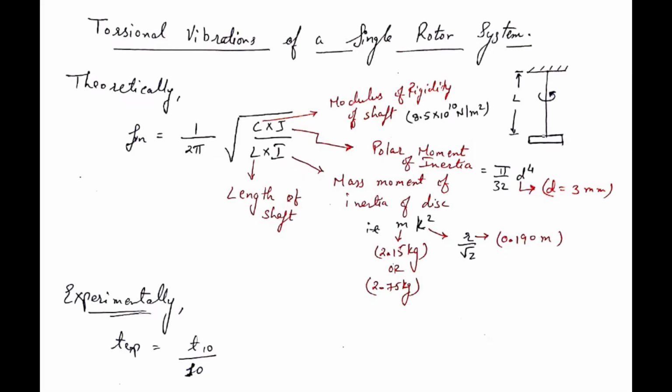The theory says that the equation of frequency is given by 1 by 2 pi root of CJ by LI. Here C is the modulus of rigidity of the shaft, J is the polar moment of inertia, L is the length of the shaft, and I is the mass moment of inertia of the disc, or say the rotor. We'll go to the experiment setup and measure the time period for 10 oscillations.